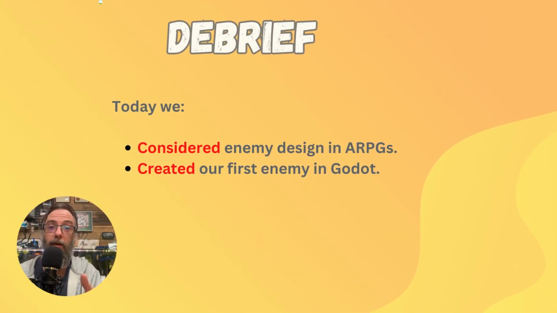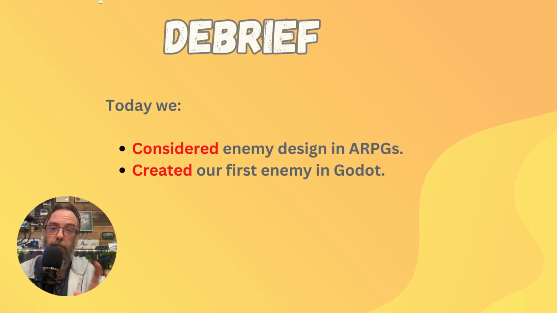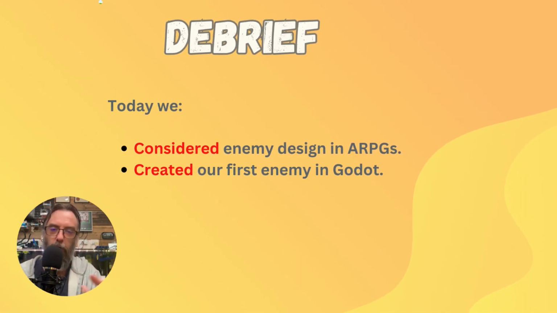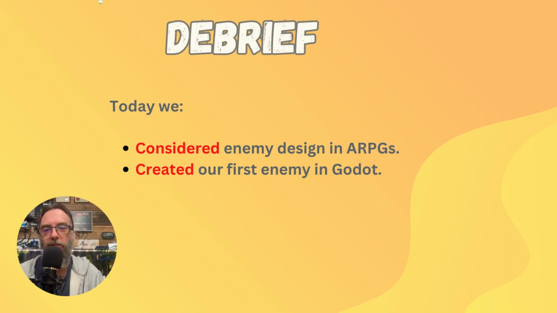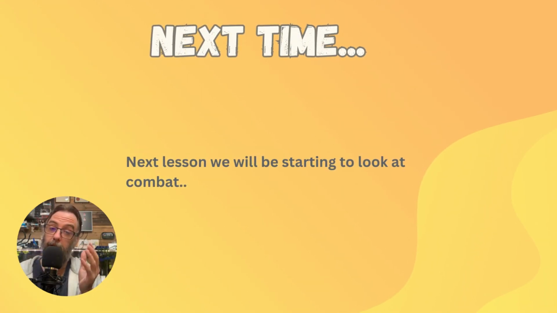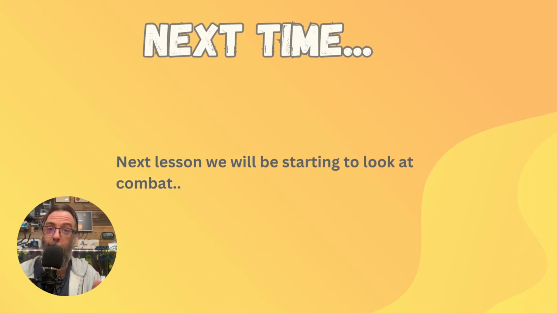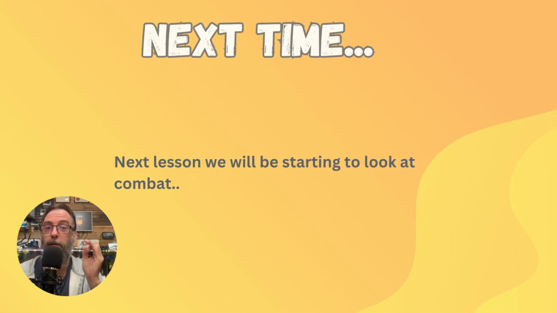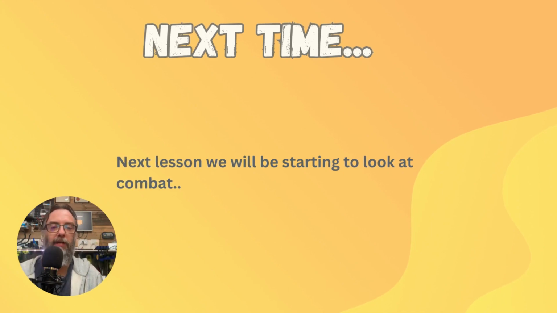So that's all for this lesson. We considered our enemy design in ARPGs and how enemies and players and worlds and all that need to go together. And we also created our first enemy in Godot. And our next lesson is going to be another big one as we add combat. So that involves amending both our player and our enemy. We're going to be messing with animations, with scripts, with the world scene, with the player scene, with the enemy scene. So there's going to be a lot going on. We might have to break it into two. We'll see how we go, but it's all about combat.